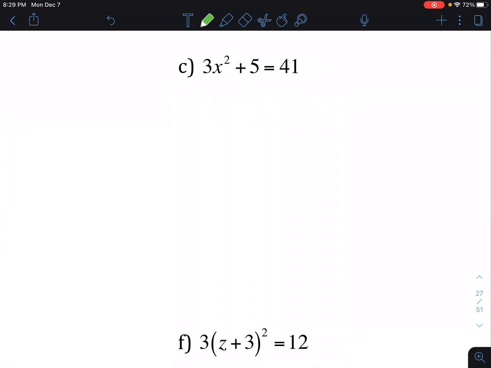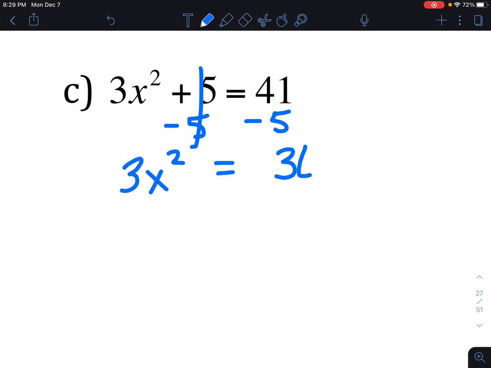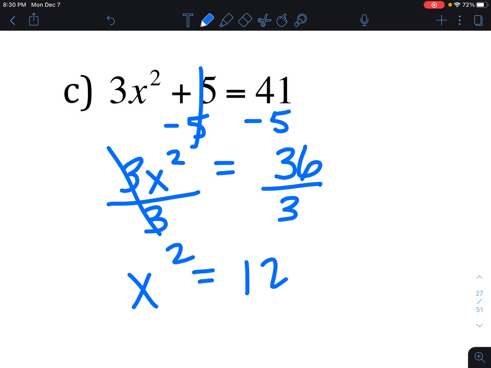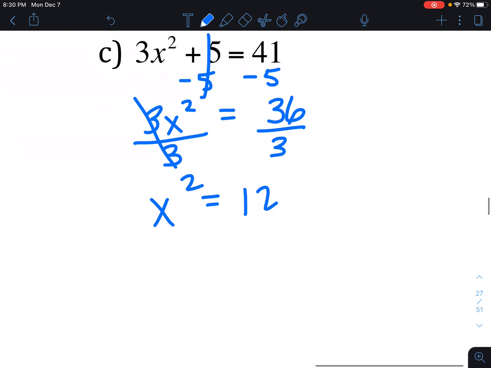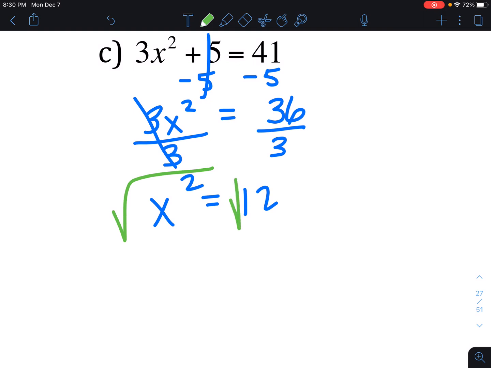Letter C. We need to focus on getting x squared by itself. The first thing I should do here is subtract 5 from 41. Don't square root yet. There's a 3 in front of the x squared. So you need to divide by 3. So x squared equals 12. Now that x squared is by itself, now you can square root both sides.